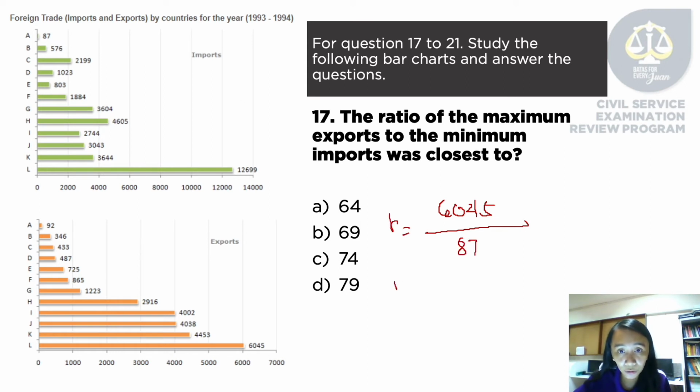So the ratio will be 6,045 over 87. Let's compute. 6,045 divided by 87 is equal to 69.48, which is approximately 69. So the correct answer would be letter B. That is the ratio of your maximum exports to the minimum imports.